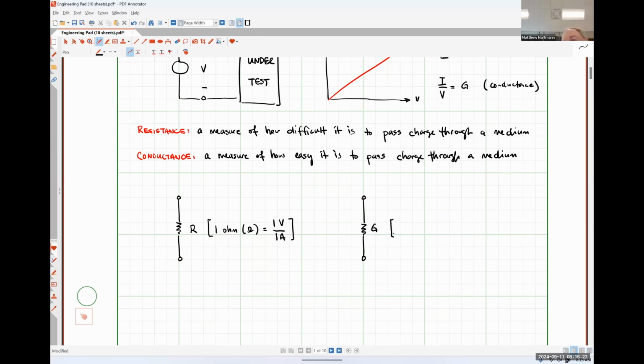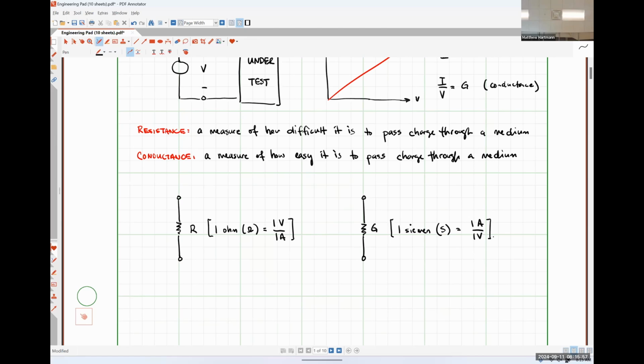So conductance is defined as the ratio of current to voltage. So it's going to be measured in amps per volt as our fundamental units. And we call that amps per volt a Siemens, S-I-E-M-E-N-S. The symbol is capital S. This is the same Siemens that originated the Siemens Electronics Company that you may be familiar with. So this is just simply 1 amp per volt.